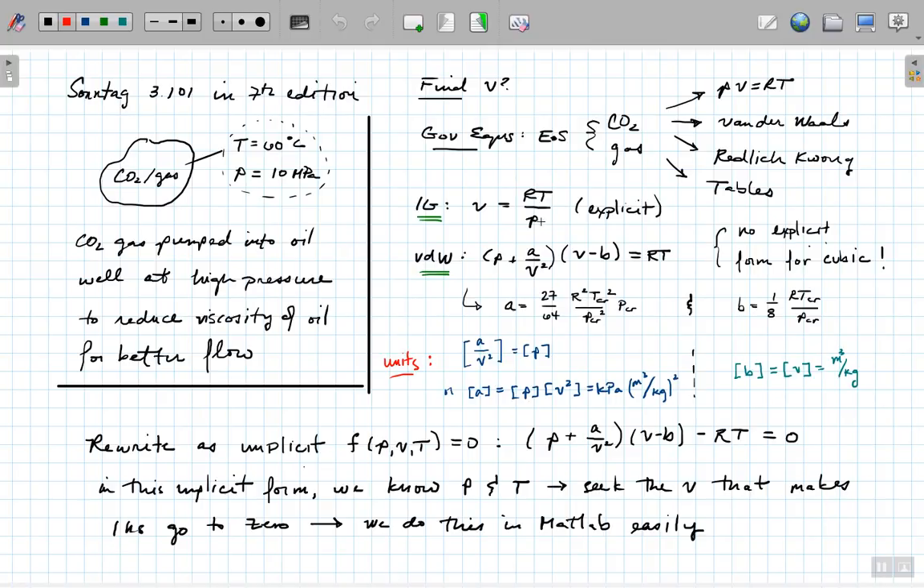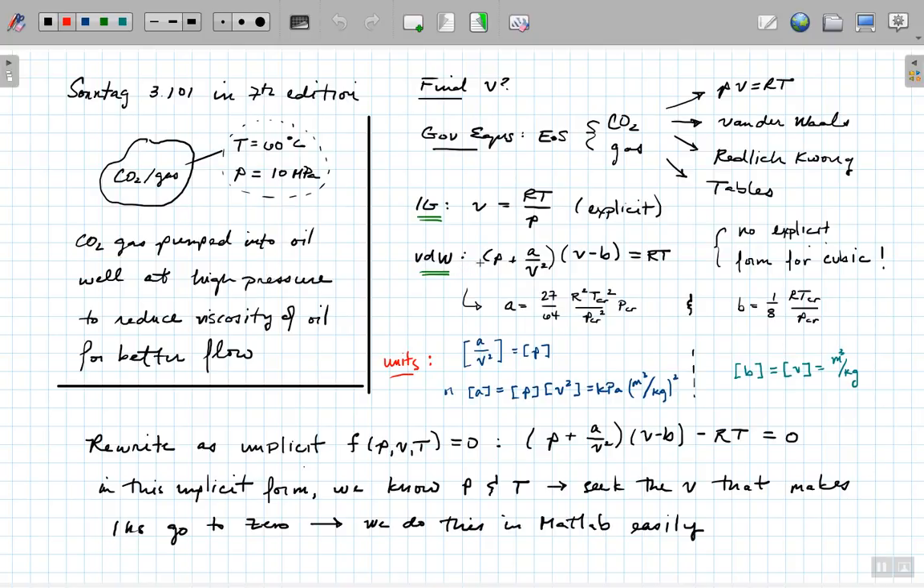Here the temperature is in Kelvin, the pressure is in kPa. The volume here is going to be in meters cubed per kilogram. It's a specific volume, the intensive volume. R here is going to be in kilojoules per kilogram per Kelvin, as we'll see in a second, and as we will hopefully remember throughout this entire class.